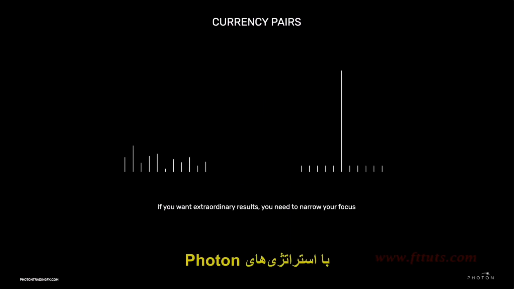Now, with the Photon strategy, you will find that there is literally an overwhelming abundance of opportunity on literally a daily basis on even just one currency pair alone. So if you want extraordinary results, it is highly advised that you narrow your focus onto just one or even a few pairs and really spend time mastering those.